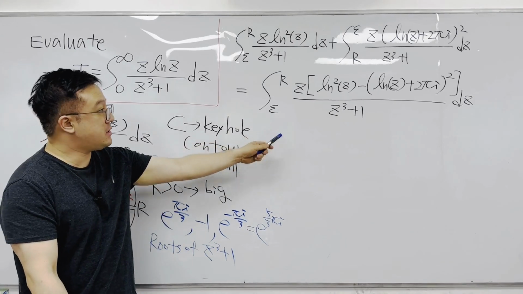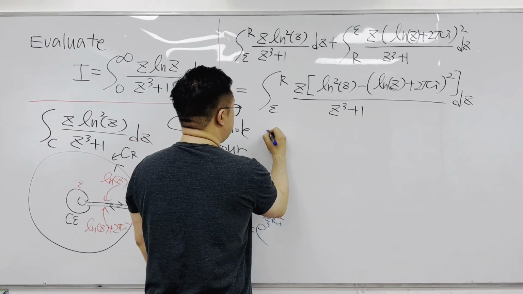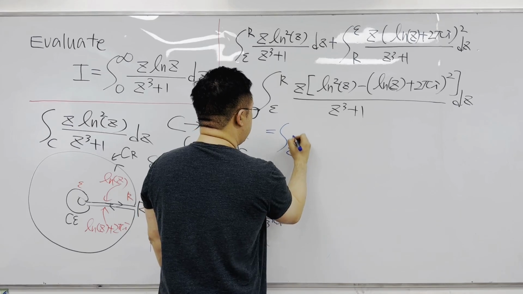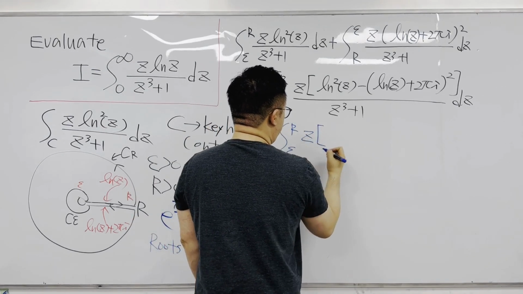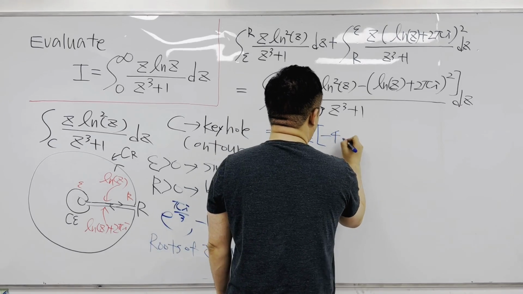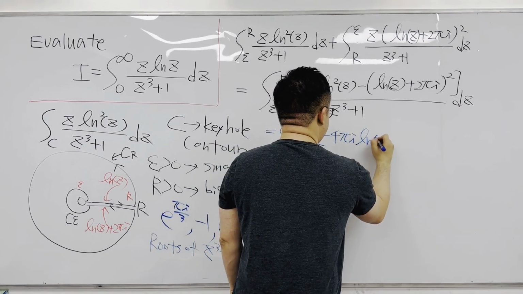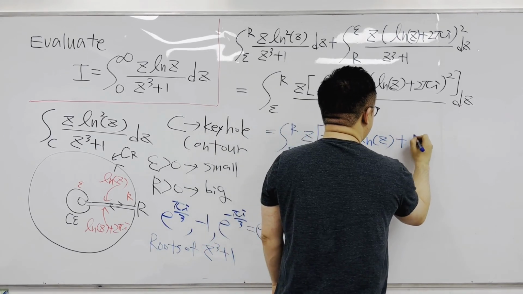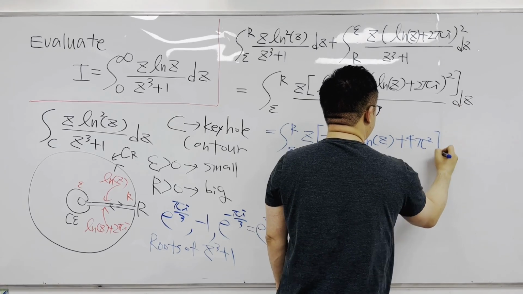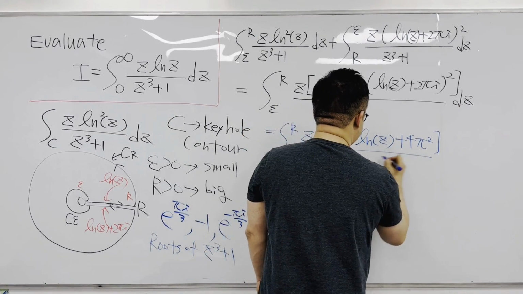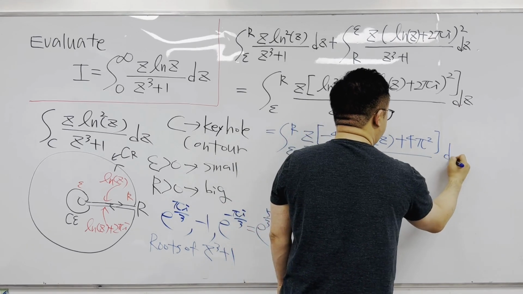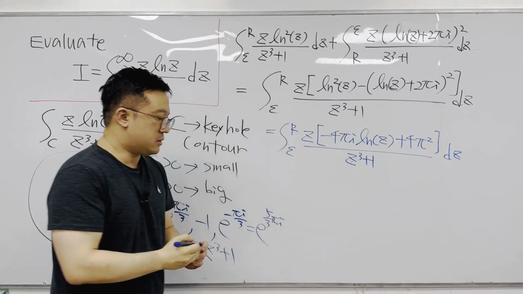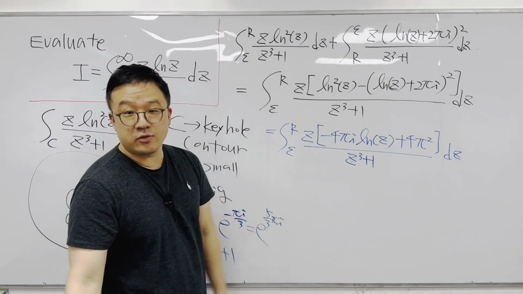Okay, then we can represent this integral as the integral from epsilon to R, then we have z, and I'll be making a bracket too. So we have -4πi ln z, now plus 4π². Close your bracket. The denominator is still z³ + 1, then we have dz. So that's why we can break this integral into two integrals.